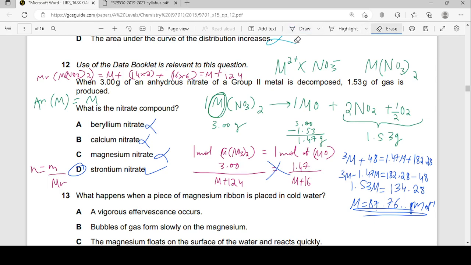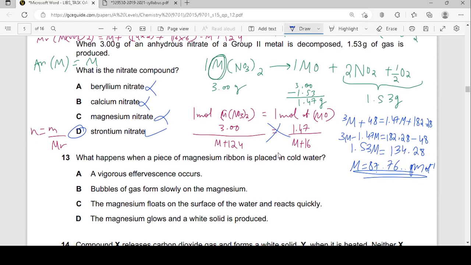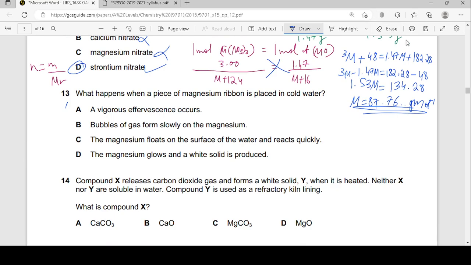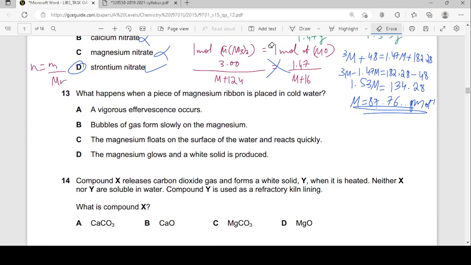But I think this is a way of doing it in less tests, because there you have to consider every option. Here you're finding which option it is, so that's greater. Now, next question: what happens when a piece of magnesium ribbon is placed in cold water?